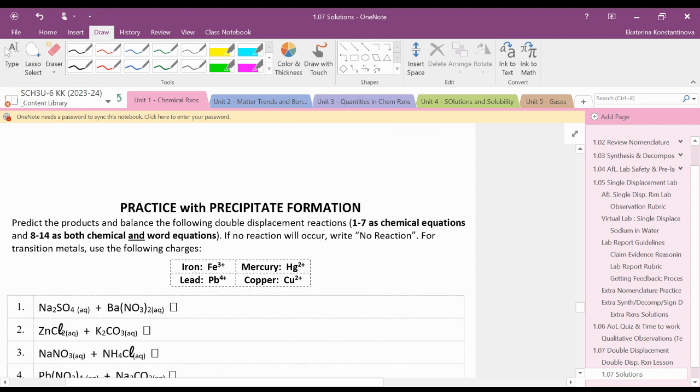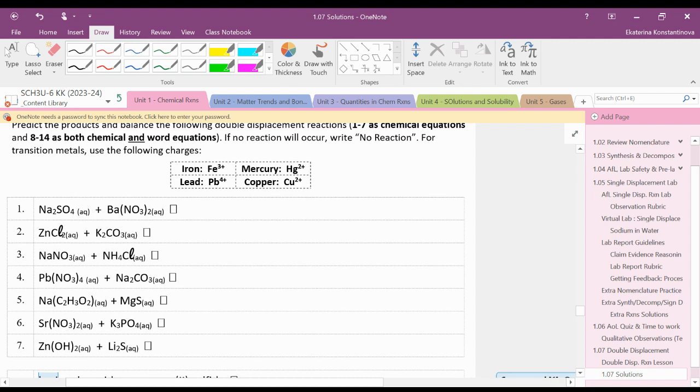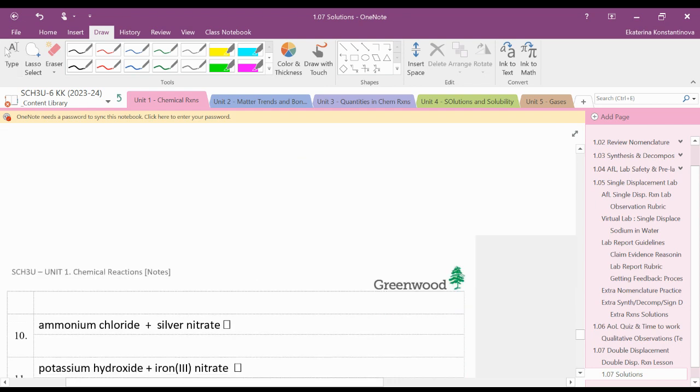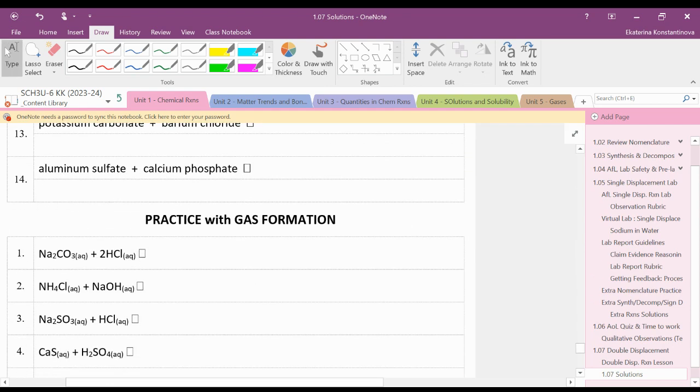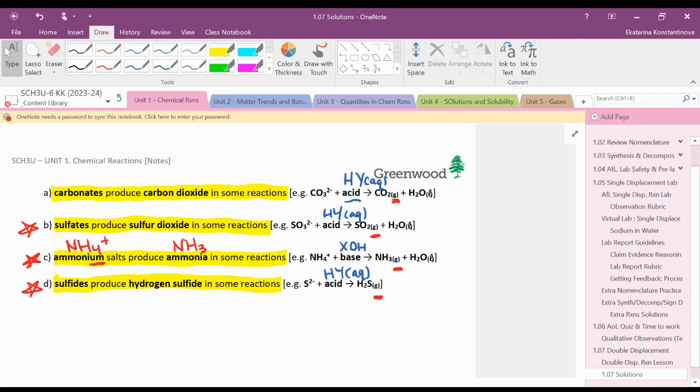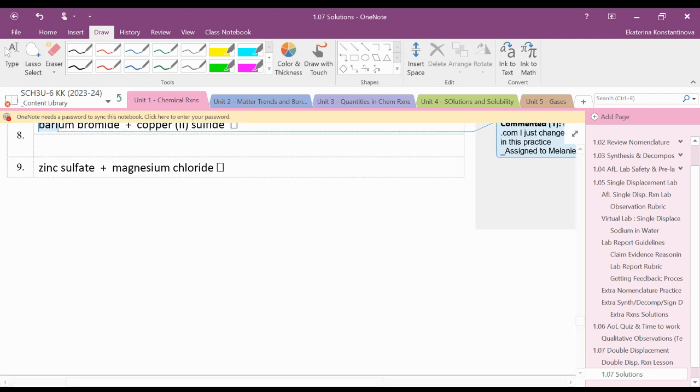So let's practice a little bit with precipitation that you can do by yourself. What I want to add here is let's do some practice with gas formation. So I have Na2CO3. Right away I should recognize that I have CO3, that is a carbonate, and it's reacting with some kind of acid. Now we can scroll back up if we don't remember. Carbonates produce carbon dioxide in some reactions. So when it's reacting with an acid, products are CO2 and H2O. So I want you to try this one out.